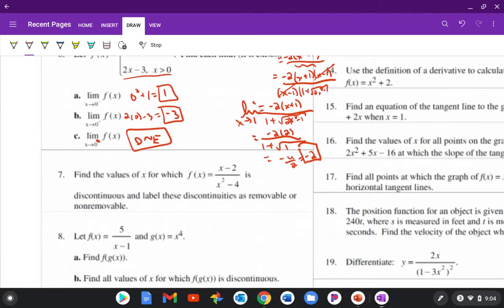For number 7, you're supposed to find the values that make this discontinuous and label these discontinuities as removable or non-removable. Removable you can think of as a hole, whereas you can just sort of fill in that hole and it makes it continuous. A non-removable would be something like an asymptote.